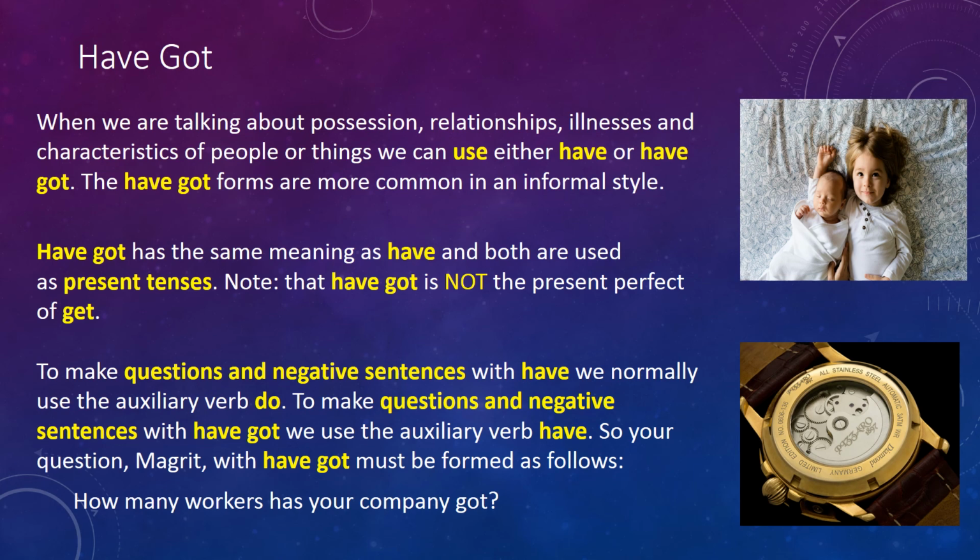To make questions and negative sentences with have, we normally use the auxiliary verb do. To make questions and negative sentences with have got, we use the auxiliary verb have. So your question, Margaret, with have got, must be formed as follows: How many workers has your company got? Okay, so we're going to continue.